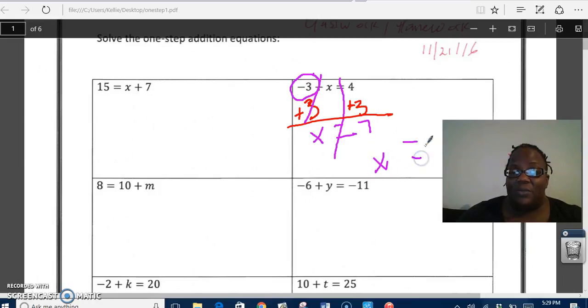X equals 7. Now, just out of curiosity, and you don't have to do this for your work, but I want you to understand why this works out this way. Now that you know that X is 7, right?